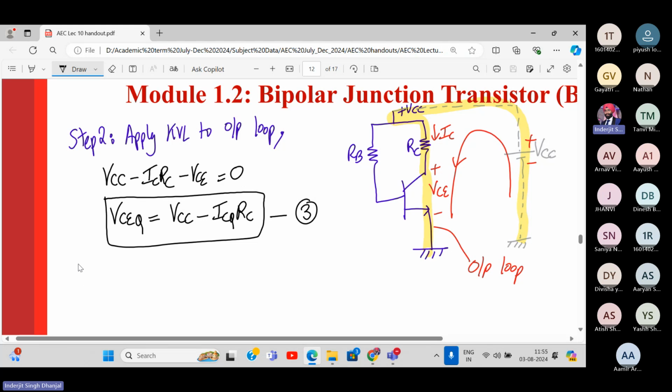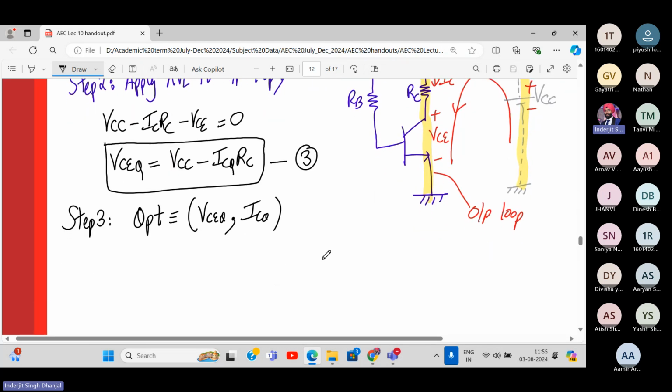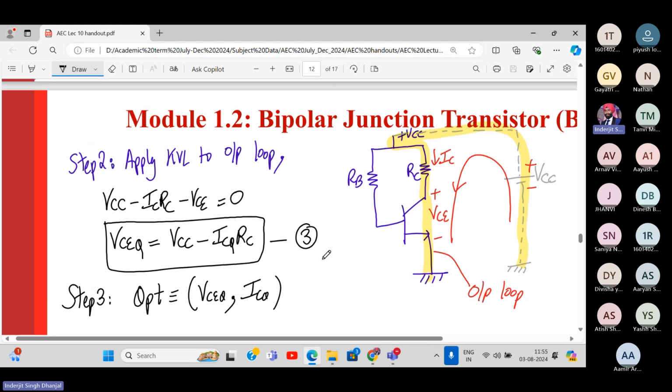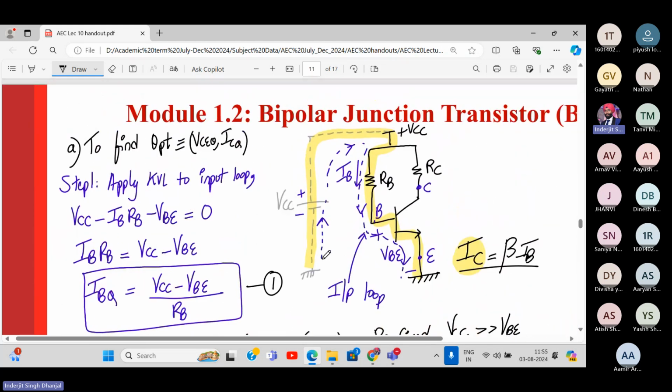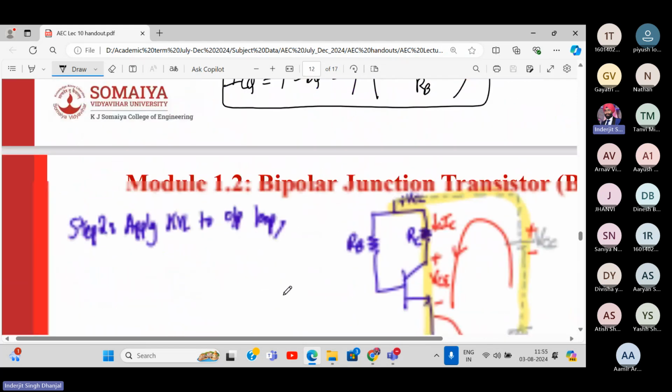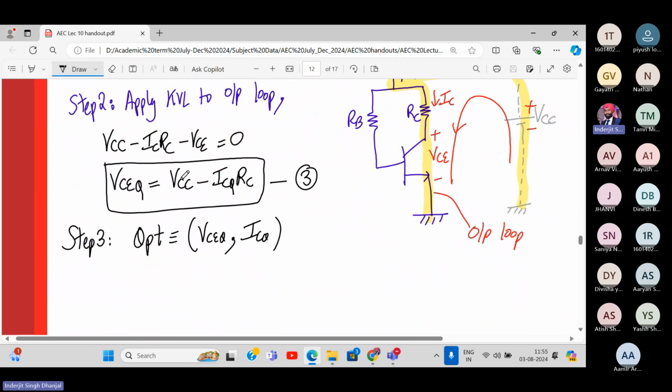Okay. So step number 3 will be actually writing the Q point. So Q point will be VCQ. Now we have the expression and ICQ. Understood this? So this is finally my Q point. This is how you find Q point: expression of ICQ over here and then VCQ over here. This we have to do for the remaining biasing circuits also.